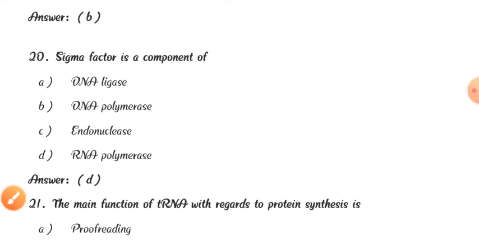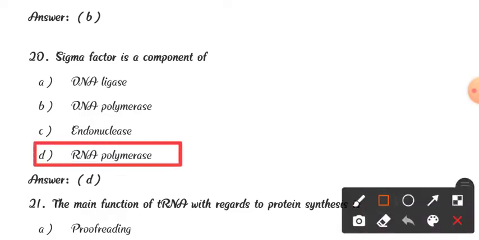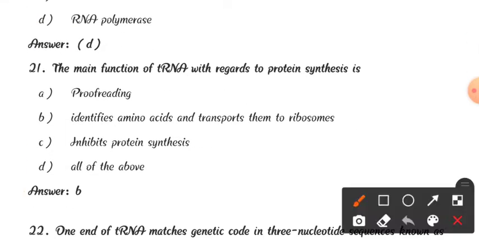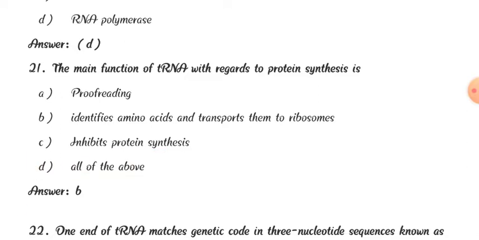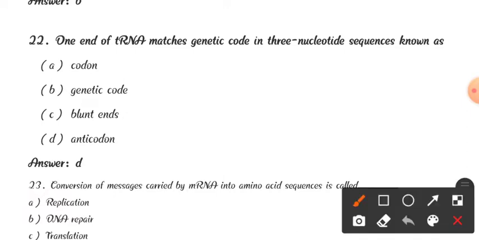Now next question number 20. Sigma factor is a component of option D, RNA polymerase, is the correct answer. So the sigma factor is a component of RNA polymerase. Now question number 21 friends. The main function of tRNA with regard to protein synthesis is, friends, option D, all of the above, is the correct answer. Now next question number 22.